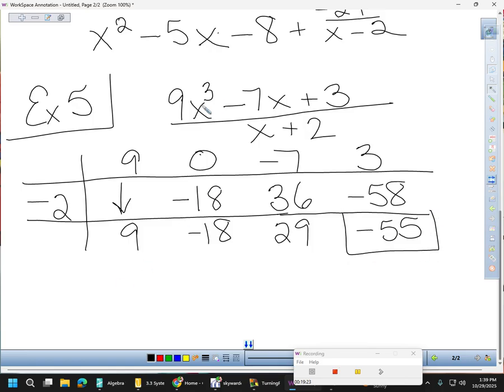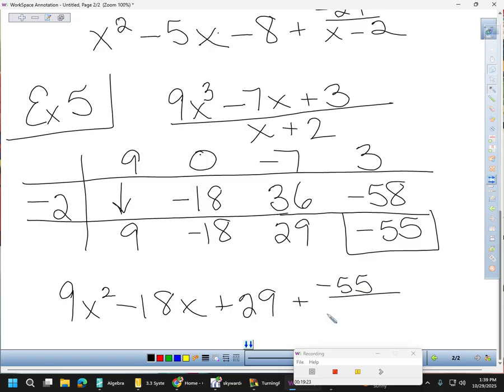So our problem goes down by 1x. So we have 9x squared minus 18x plus 29 plus negative 55 over x plus 2.